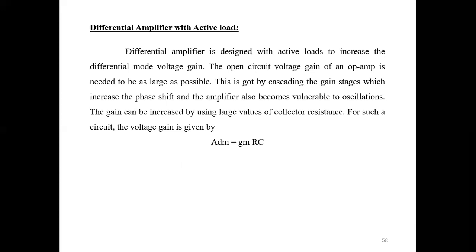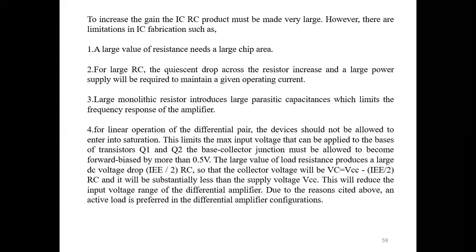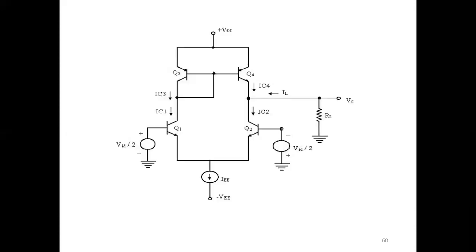Differential amplifier with active load. A differential amplifier is designed with an active load to increase the differential mode voltage gain. The open circuit voltage gain of an op-amp needs to be as large as possible. This is obtained by cascading gain stages, which increases the phase shift, and the amplifier can also become oscillatory. The gain can be increased by using large values of collector resistance for such a circuit. The voltage gain is given by ADM equals gm times RC. These are the limitations of the differential amplifier.